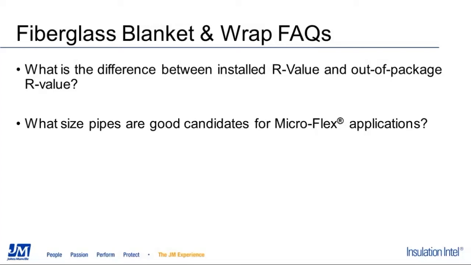What size pipes are good candidates for microflex? Keep in mind we offer pipe insulation sections for pipes up to 24 inches in diameter, but really any pipe size over 20 inches in diameter is a good candidate for microflex. This is especially true when handling and storage of materials is limited or the pipe requiring the insulation is in a tight area. In these circumstances, using rolls of microflex could be advantageous when compared to using full-length sections of pipe insulation.